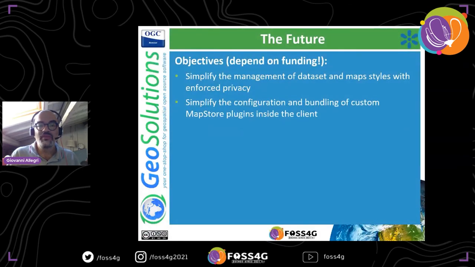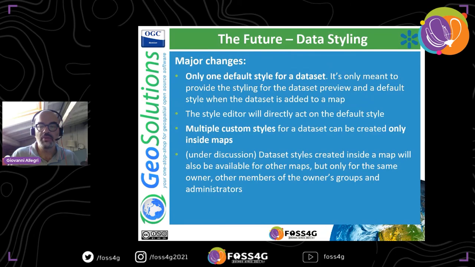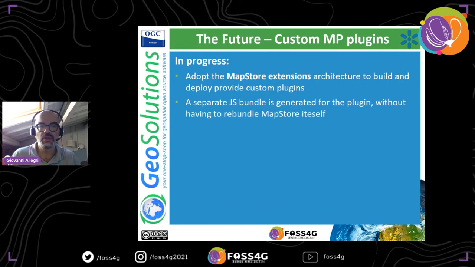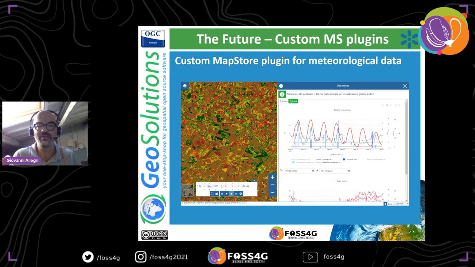So the future, well, we will work on enforcing much more the privacy and provide the privacy API to custom applications in a better, simpler way. And also, we have the ability to provide Map Store plugins dynamically inside the client, without having to bundle custom plugins into the Map Store bundle. So you can create plugins. We have an example. I will go fast forward because I see that time is passing. This is a custom Map Store plugin for meteorological data. And this has been put into the application without having to rebundle the Map Store client.